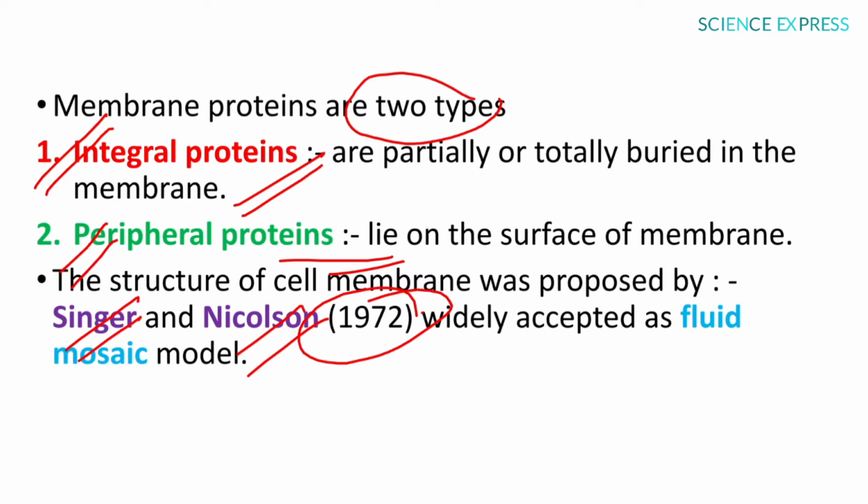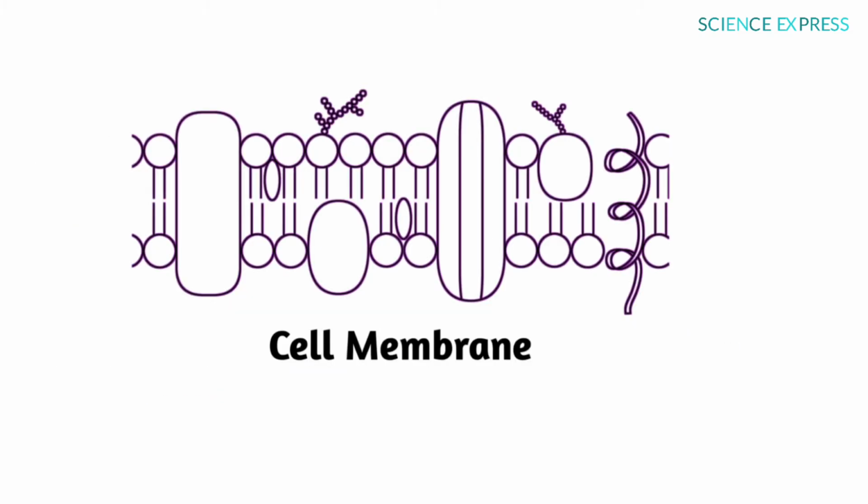The cell membrane model was proposed mainly by two scientists, Singer and Nicholson, in the year 1972. The year must be noted. Their model is widely accepted, and the name of the model is the fluid mosaic model. Fluid mosaic model means the lipid molecules can interchange themselves both side by side and also up and down.